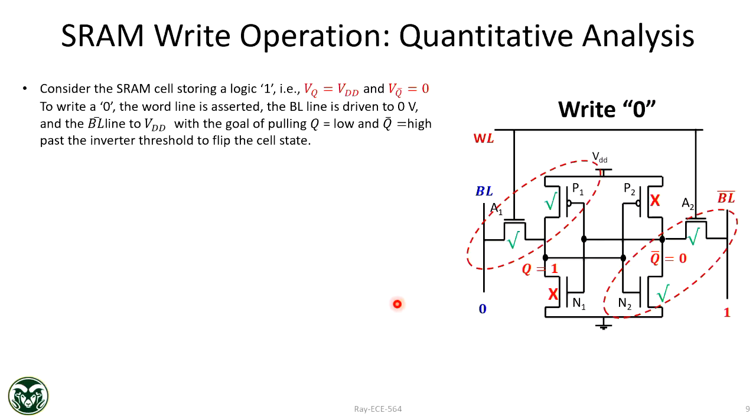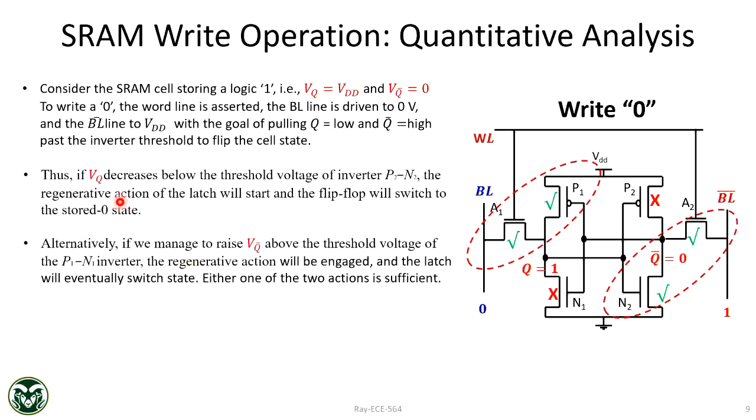Does that make sense to all of you? Because there will be multiple choice questions, and you will be tested with all those details. Okay, so now VQ decreases below the threshold voltage. VQ, right now at VDD, has to decrease at least below the threshold voltage of the transistor, say 0.2 or 0.3 volt, so that these regenerative actions take place. You have to drive it lower than that value. Only then will this inverter kick in.